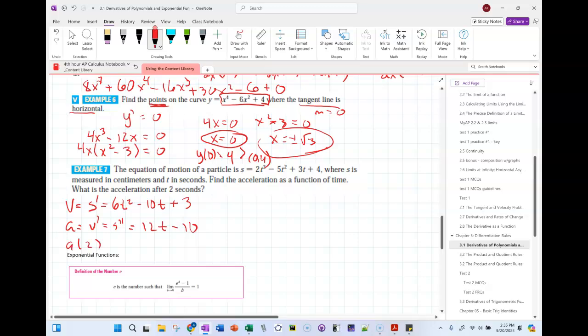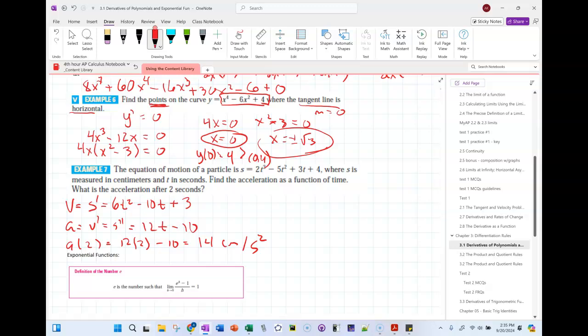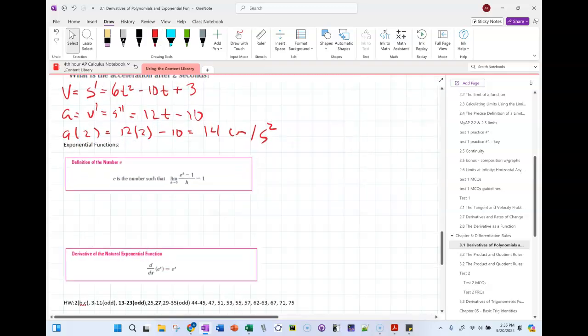So A of 2 is just 24 minus 10, 14 centimeters per second. Oops, squared. Because it's acceleration, right? It's always time squared. What do you think? If you say so, Mr. Kulik.